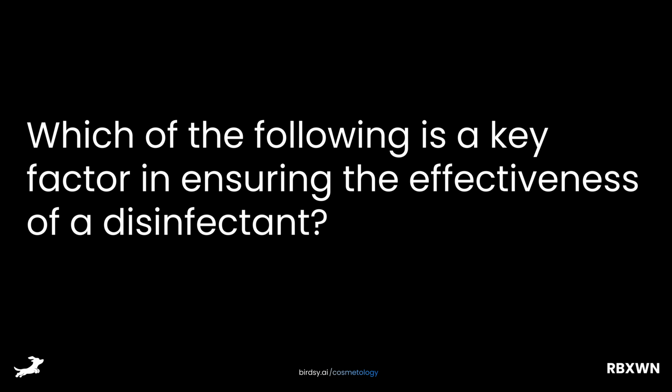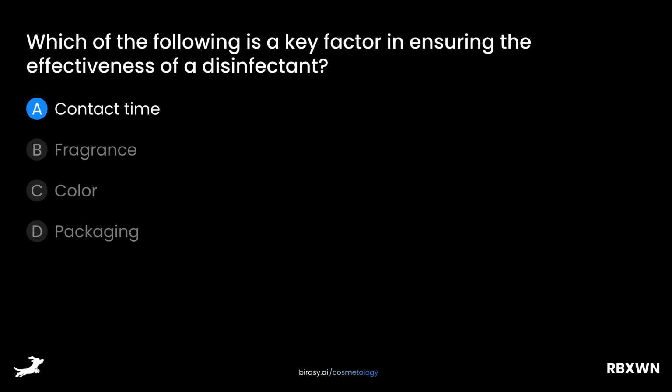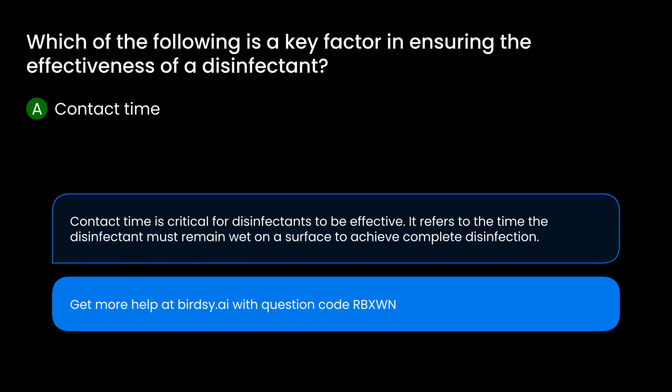Which of the following is a key factor in ensuring the effectiveness of a disinfectant? Is it A, contact time, B, fragrance, C, color, or D, packaging? The answer is A, contact time. Contact time is critical for disinfectants to be effective. It refers to the time the disinfectant must remain wet on a surface to achieve complete disinfection.